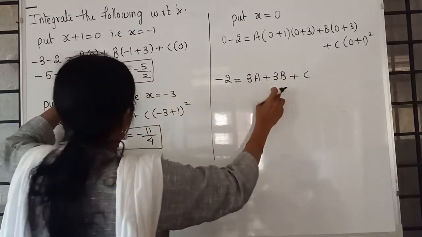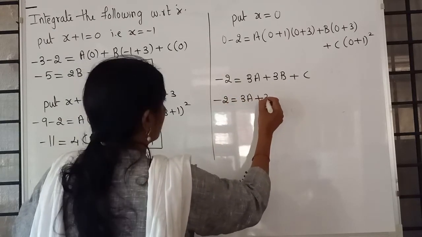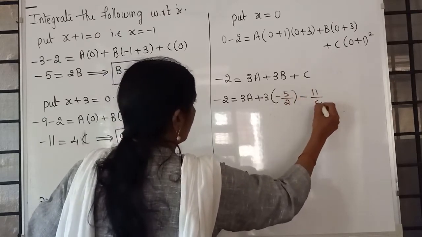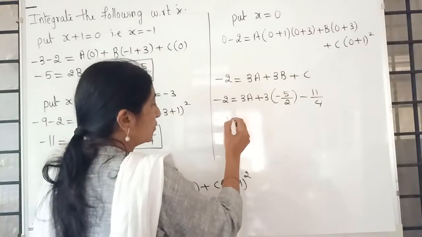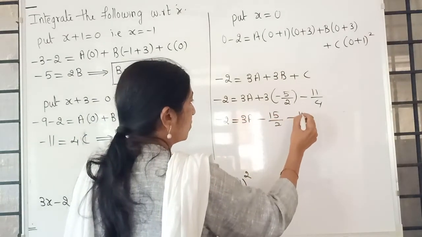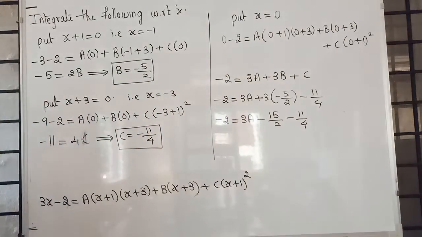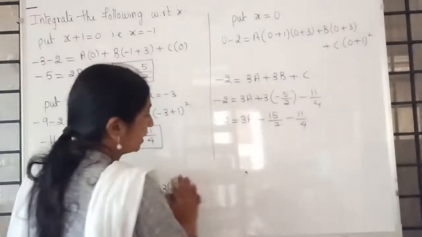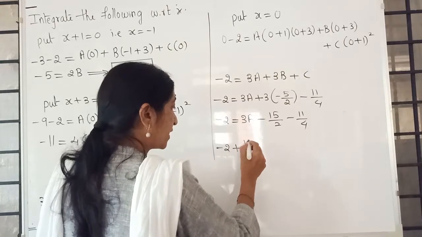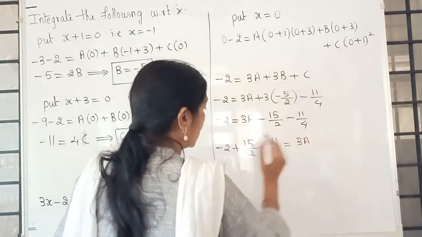We have calculated b and c values. Minus 2 is equal to 3a plus 3 into minus 5 by 2 minus 11 by 4. So minus 2 is equal to 3a minus 15 by 2 minus 11 by 4. Write down all the terms on the left side. Keep 3a on the right side as it is. Minus 2 plus 15 by 2 plus 11 by 4 is equal to 3a.